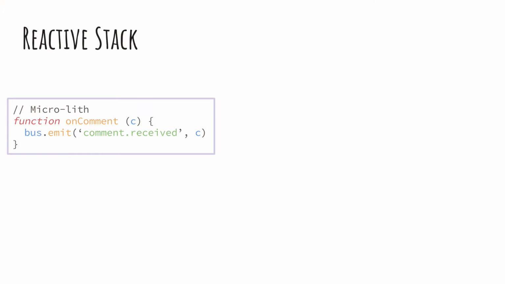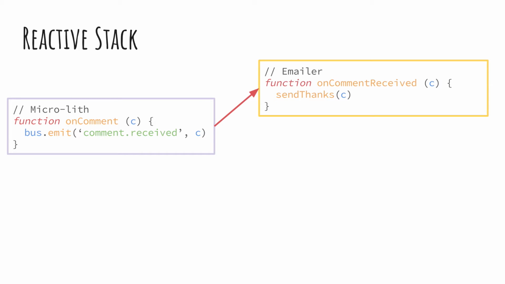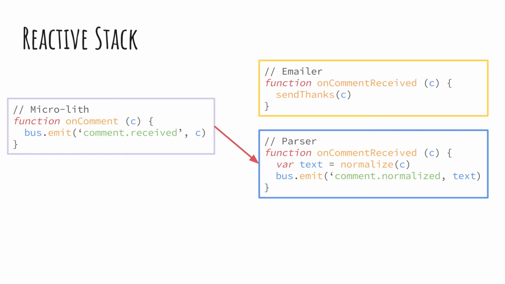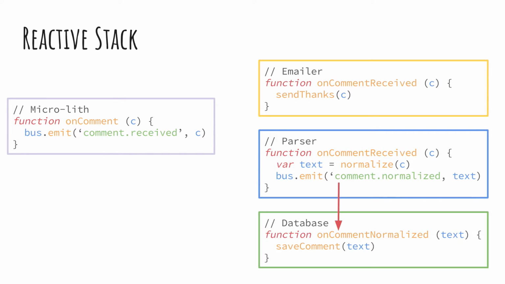Now, let's go back to our code example. Now when the microlith gets a comment, it emits an event called comment received, and it passes this to the message bus. Now the message bus knows who subscribed to this and sends the messages accordingly. So the emailer gets this message, it sends a thank you email. The parser gets this message, it normalizes the text, and it also emits an event, comment normalized, which the database picks up, and then we finally save the comment.